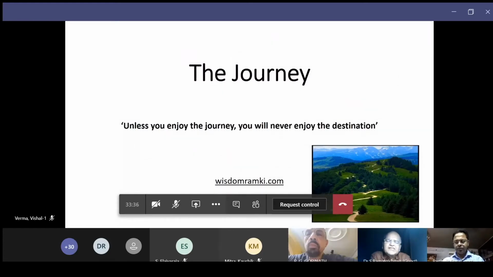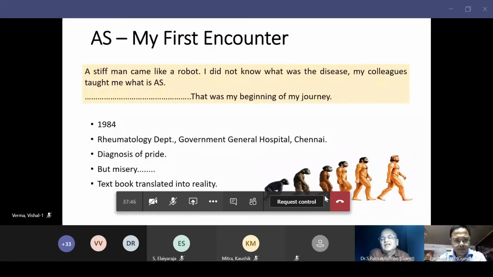Now, it's a very, very interesting journey. A patient came in a trolley, crippled, and he was from Andhra Pradesh. I didn't know what it was. I tried to examine him, but he was as stiff as nothing. A stiff man came like a robot. I did not know what the disease was.